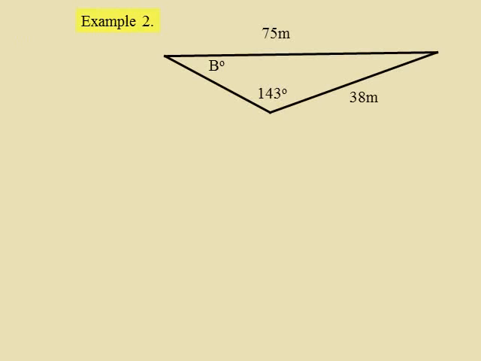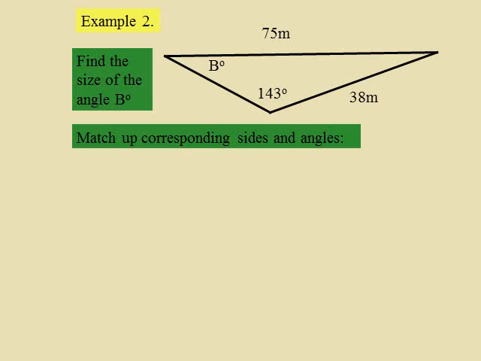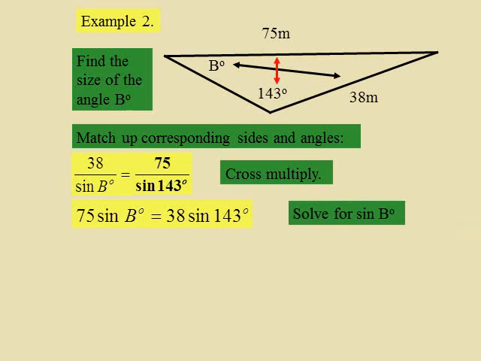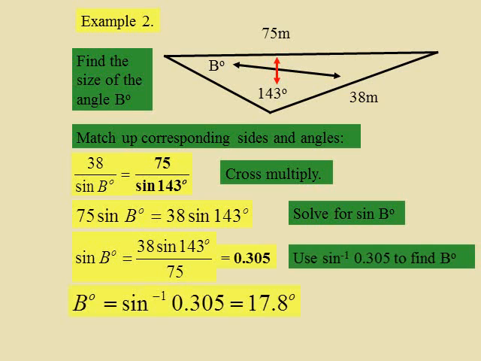Second example, again now we've got an obtuse angle. We want to find B here. Match up the corresponding sides and angles. 38 over sine B equals 75 over sine 143. Rearrange and solve for sine B. There it is. And then take the inverse sine to get an answer of 17.8 degrees.